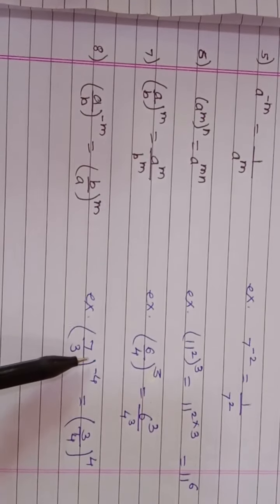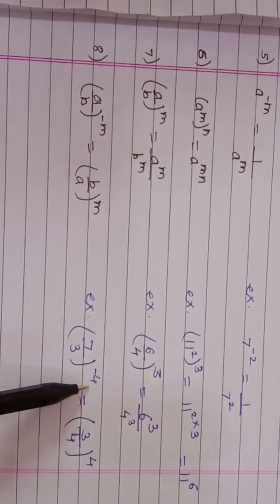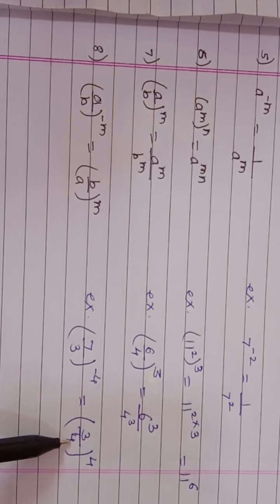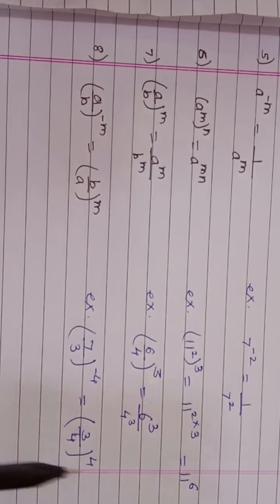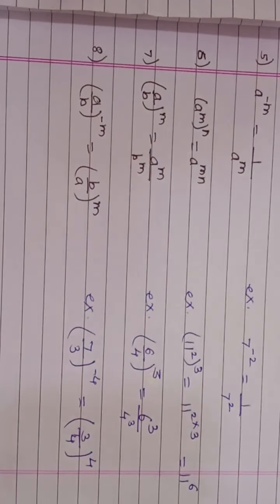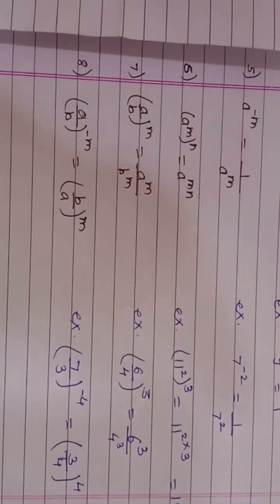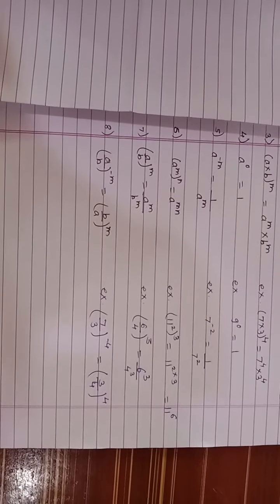For example, in bracket 7 upon 3, bracket raised to minus 4 equal to, आता इथं काय होणार, नंबर इंटरचेंज होणार, डिनॉमिनेटर बिकम्स न्यूमरेटर and numerator becomes denominator, means in bracket 3 upon 7, bracket raised to 4. Here our rules of indices are complete.